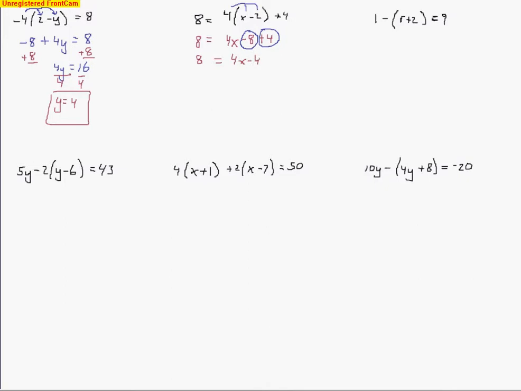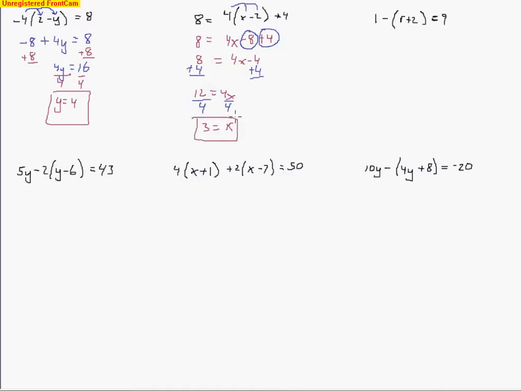So from this point, we can go ahead and add the 4 to both sides, and so that leaves me with 12 equaling 4x. So just have one more step, divide by 4, and it gives me my answer. So in this case I have x equals 3.